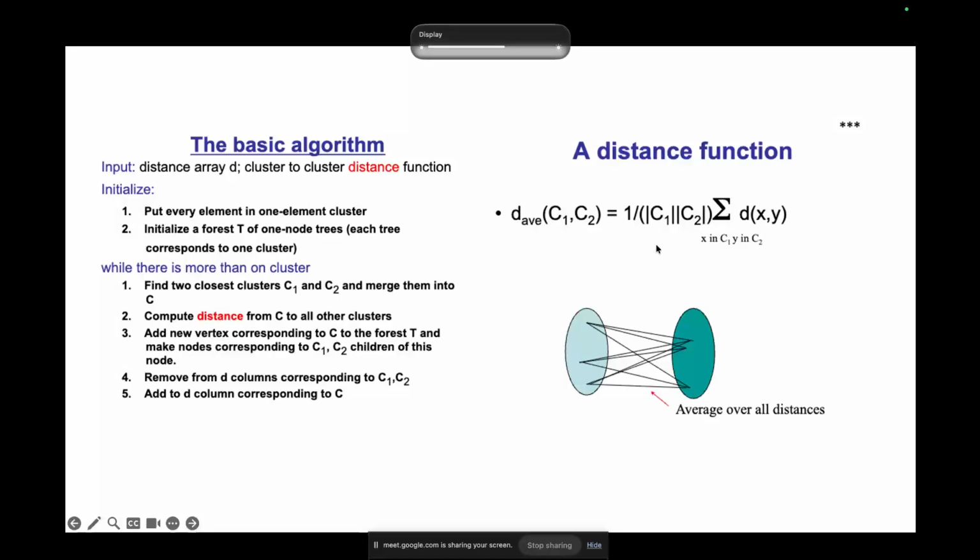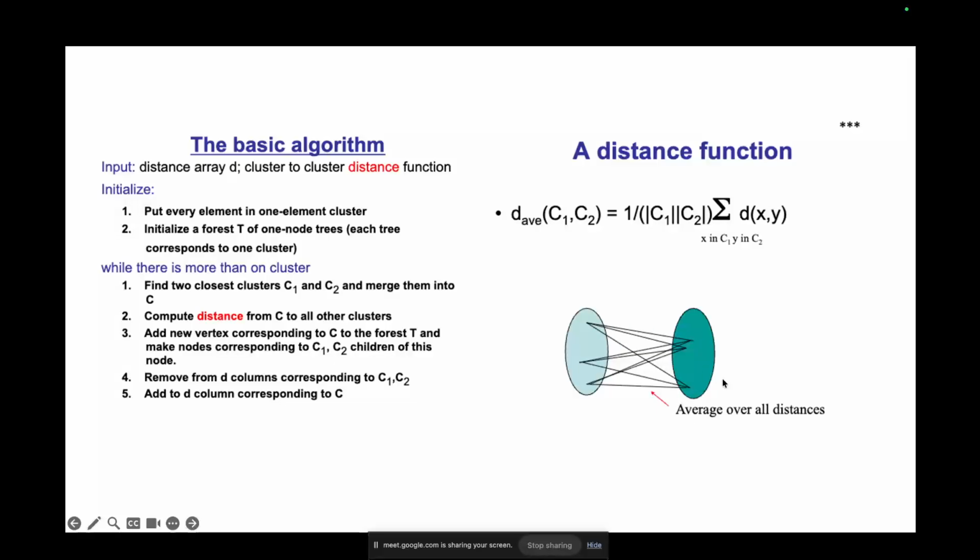Okay, so this is the distance function that they use. You can see that this is an average. C1 and C2 are the two clusters. Across individual elements of the clusters, you want to find the average distance between these two clusters. So if you take one element here, you calculate all the distances to all the elements in cluster 2. So this is one distance, this is one distance, this is one distance, and so on and so forth.